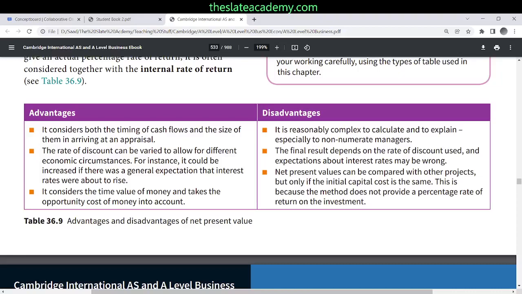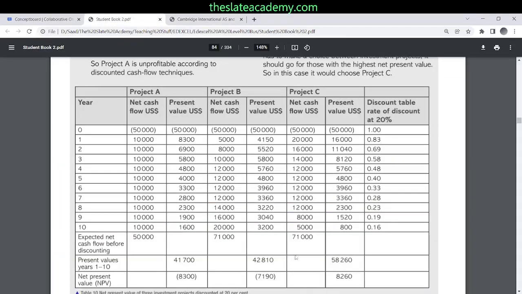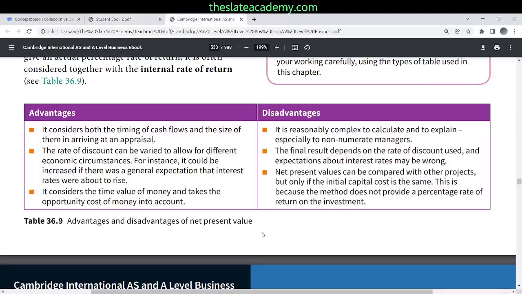It's automatic. For example, see this. The net present value for this project B is coming out as 7190. It means that if I had just invested in an interest bearing instrument which would have given me 20%, I would have avoided this loss. If I'm investing in this project, I'm losing in fact 7190. It's better to just let this money be invested in some fixed deposit and I'll earn a better return there. So this opportunity cost is inbuilt in the net present value.